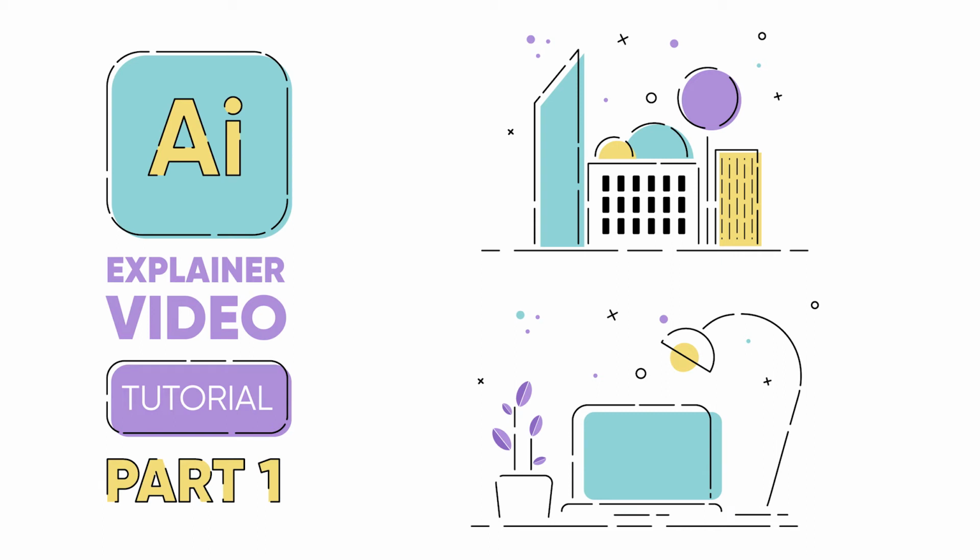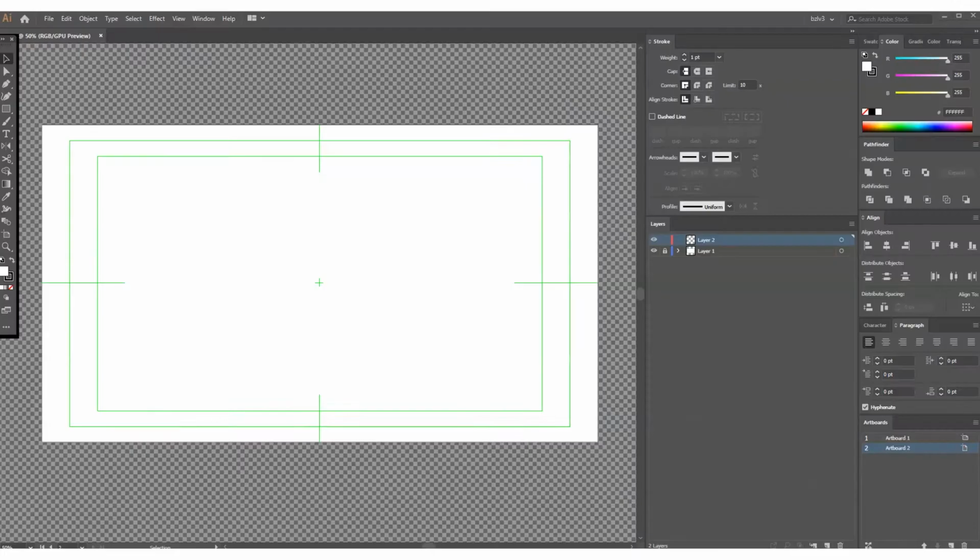Today we're going to illustrate two simple scenes, a city and a desk with a laptop and a plant on it. Next time we'll be animating them both and make a nice transition from one scene to another.